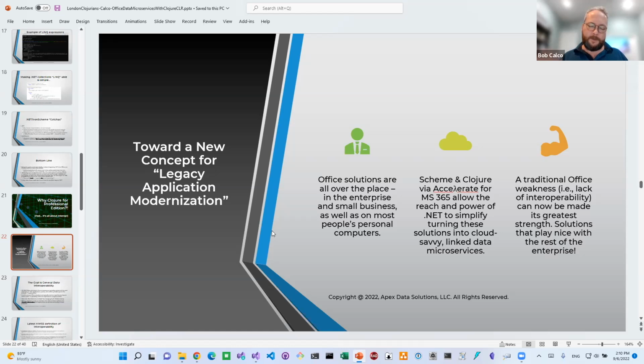I think that we could use the power of these languages to simplify turning these solutions into cloud-savvy linked data microservices. So there's a heavy emphasis in Accelerate on RDF, on consuming data from all kinds of crazy sources, whether it's SQL data or CSV or structured, semi-structured. With a little bit of sweat equity, we can take traditional Office and Microsoft weaknesses like lack of interoperability, and make them a great strength, and make them play nice with the rest of the enterprise. And that's a key point.